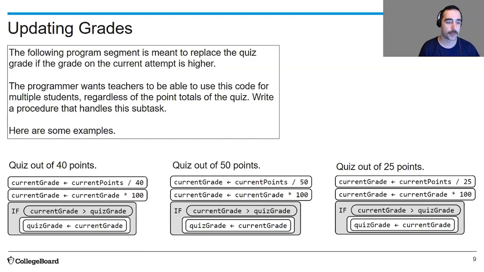All right, now take a look at the code on the bottom, and you should notice some similarities. It's going to take whatever the current points on the final were and use that to calculate the grade on the final. And then if that grade is higher than the quiz grade, it will replace the quiz grade.